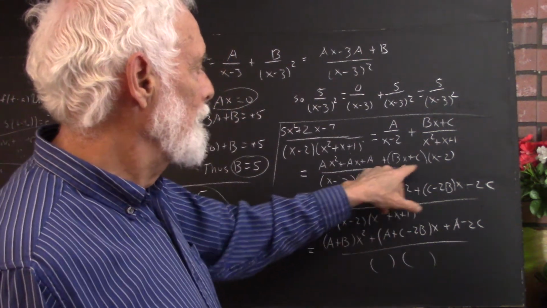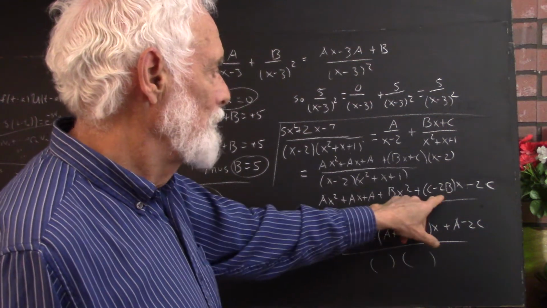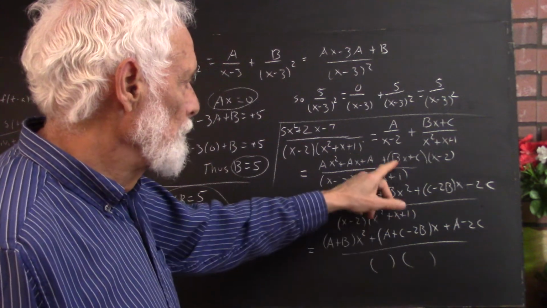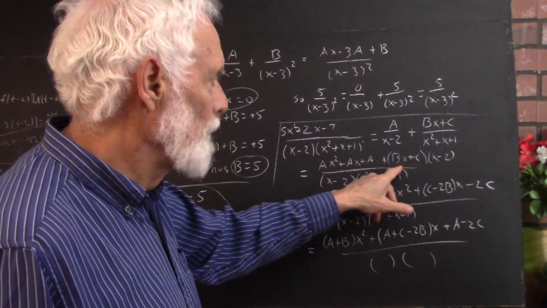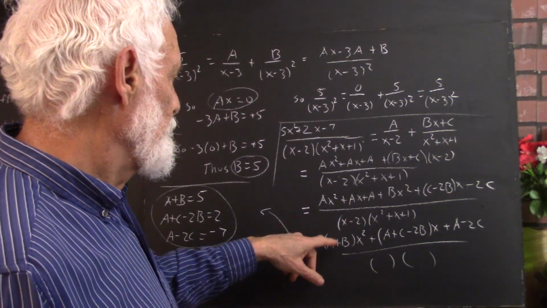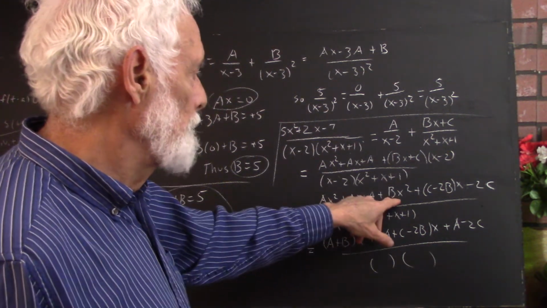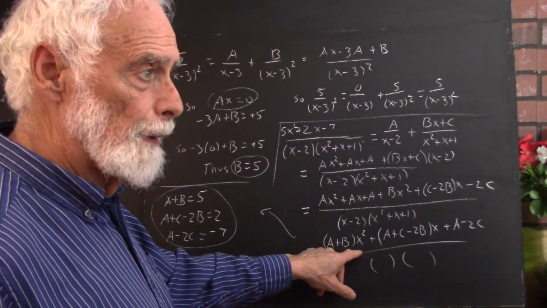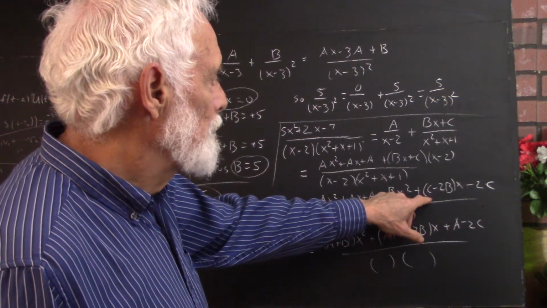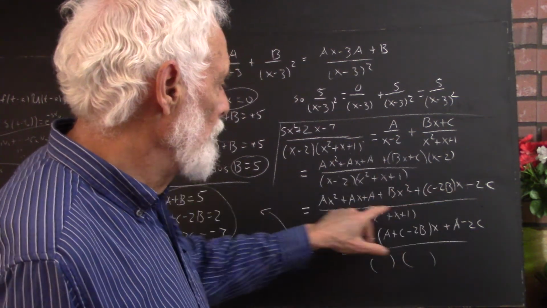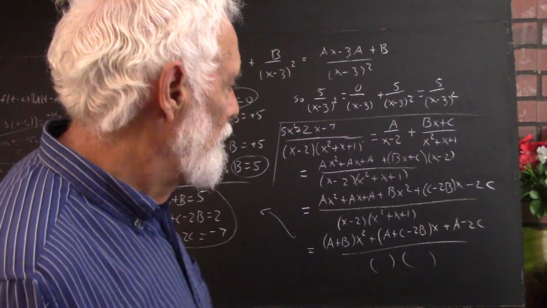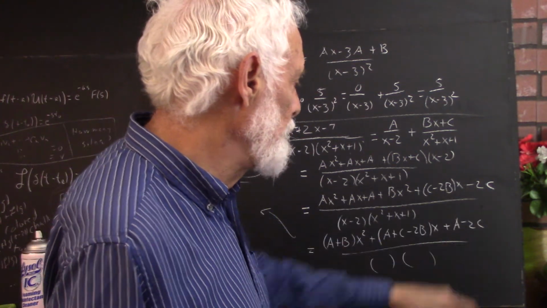Then we can expand this, we get this mess, and we see that we have two x squared terms, one from the b x and the x here, and we get an a x squared and a b x squared, which gives us an a plus b times x squared. And then here we have a c minus 2b times x to go with the a x, giving us a plus c minus 2b x. And then we have finally a minus 2c.